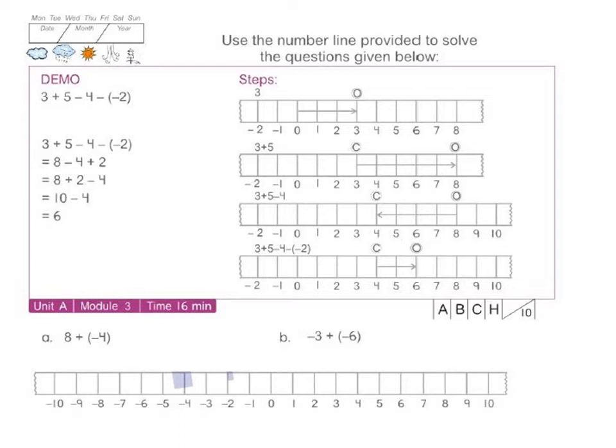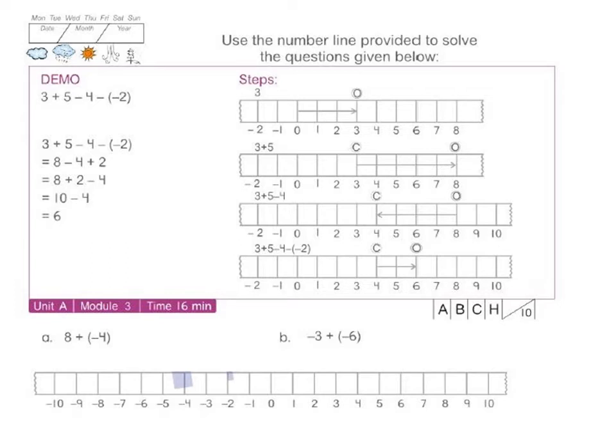Also the calculation is given on the left hand side. 3 plus 5 minus 4 minus 2 is equal to 3 plus 5, 8, minus 4 comes down, and minus 2 gives us plus 2. So rearranging the numbers, we get 8 plus 2 minus 4. 8 plus 2 gives us 10. 10 minus 4 gives us 6. So both the methods are given in the demo: solving the problem using number line and solving in the traditional mathematical method.